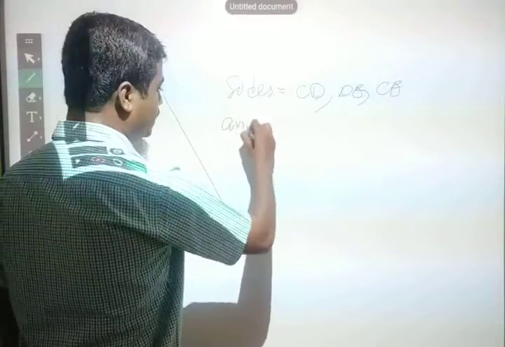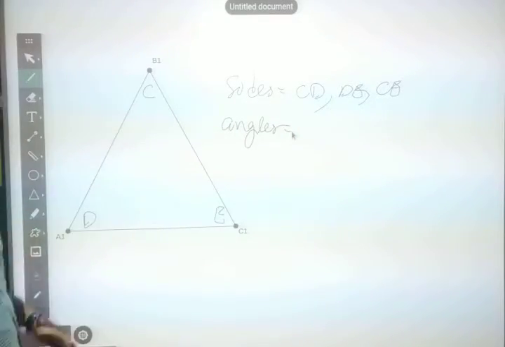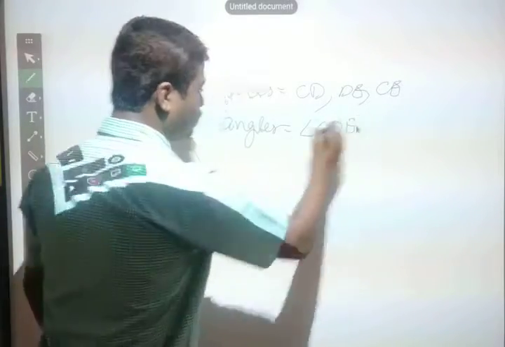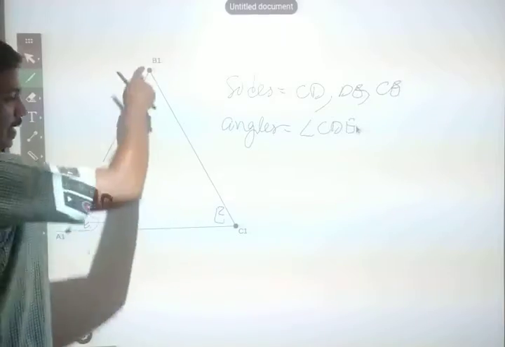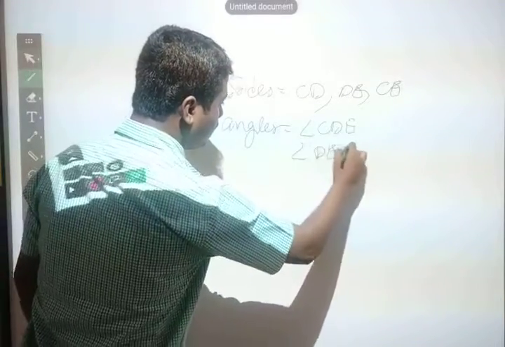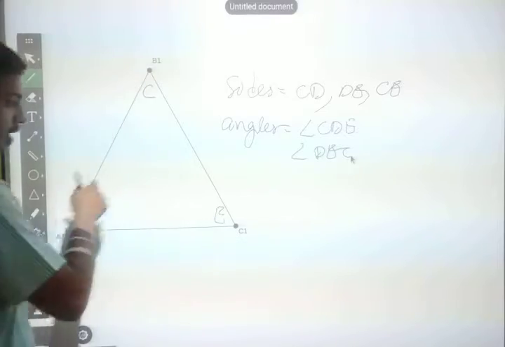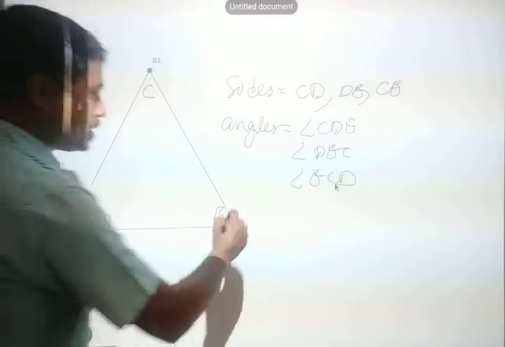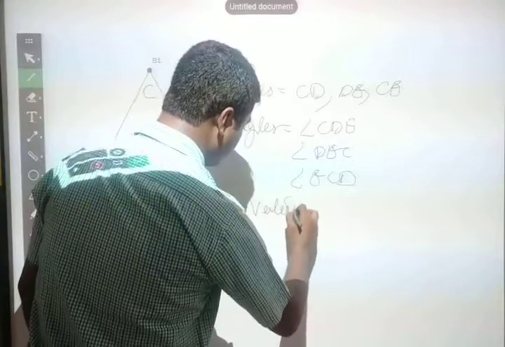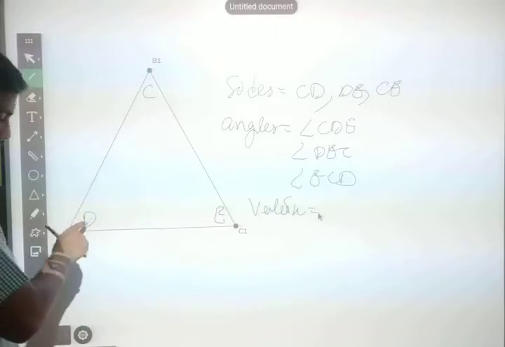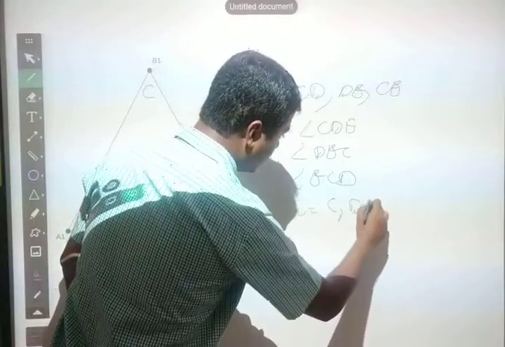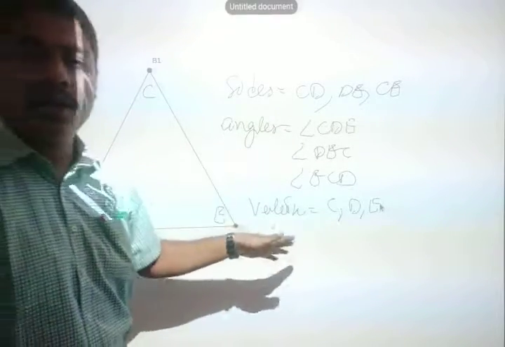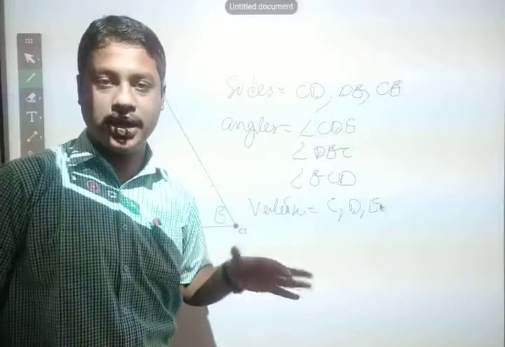Next, if I consider the angles, the angles will be angle CDE, this is one. The second one will be angle DEC. The third angle will be angle ECD. Then if I consider the vertices, here they will be C, D, and E. So you can see that again we have 3 sides, 3 angles, and 3 vertices. So these are the parts of a triangle.